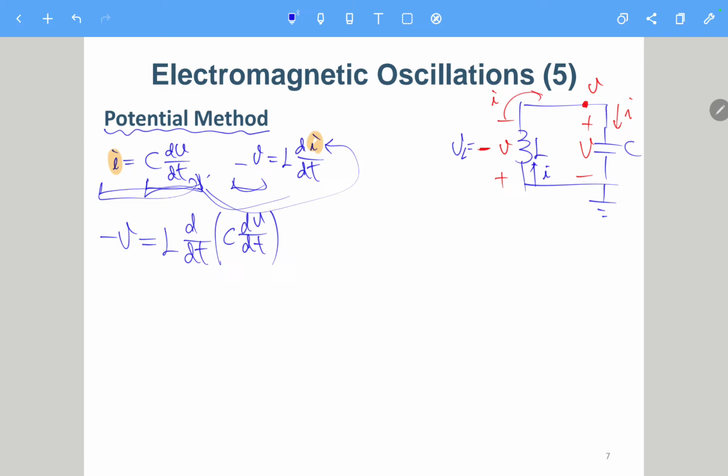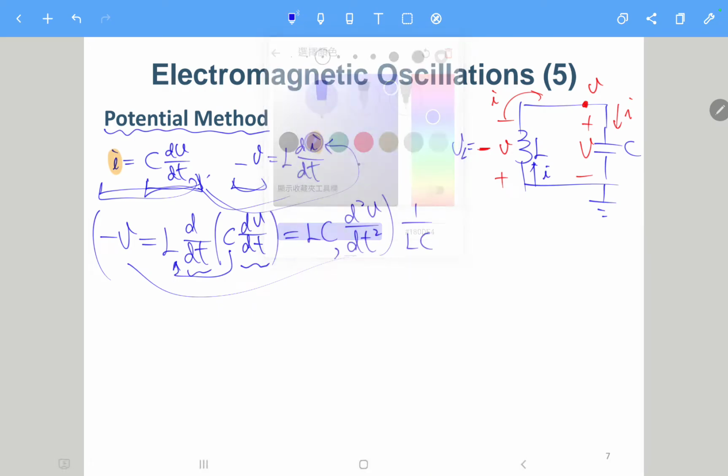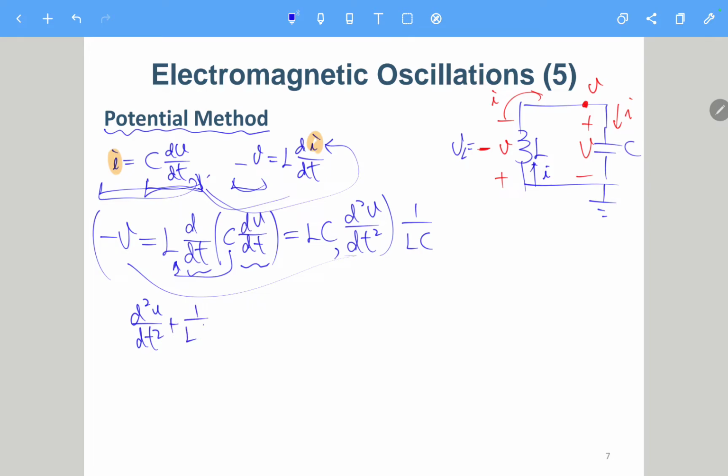Okay, so as C is independent of t, we can just put C out, which means that we have LC and then d/dt of dV/dt. So it will become the second derivative of V with respect to time. So in this case, we can just move this term over and divide both sides by LC. So in that case, we have d²V/dt² plus 1/(LC) V equals 0.